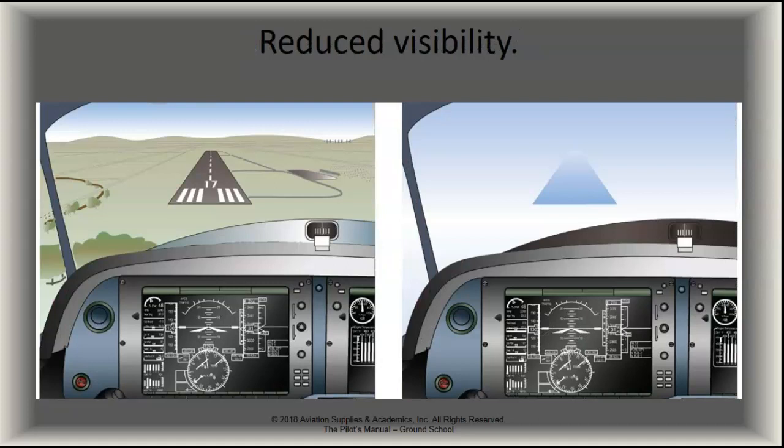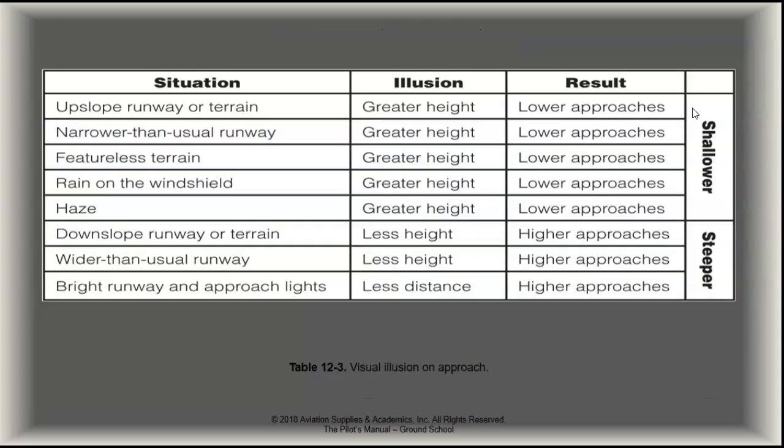Any kind of reduction of visibility is going to create visual illusions that will make it difficult for you to judge whether you're too high, too low, whether you're on the correct glide path down to a runway on the final approach. Here's a table of some common illusions and the results of those illusions to help you stay aware of these and compensate for them if you think you may be subject to one.